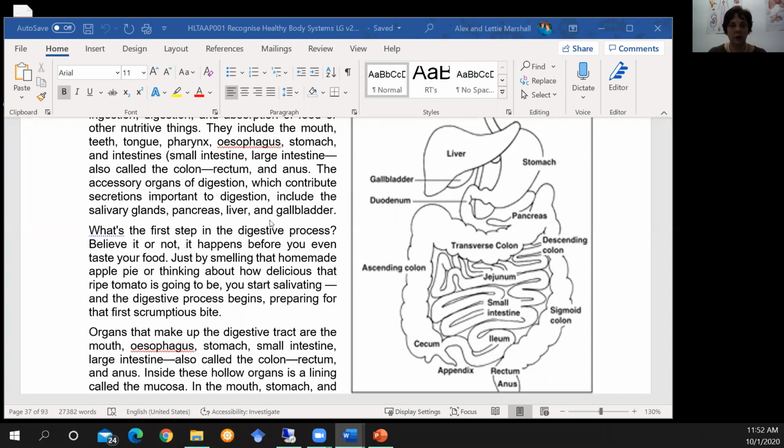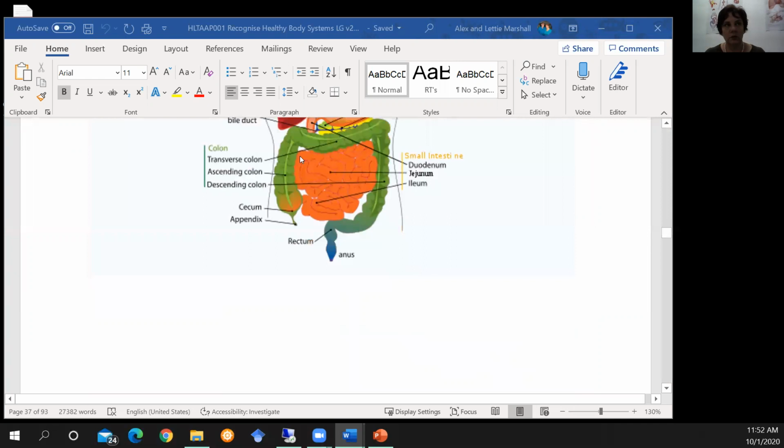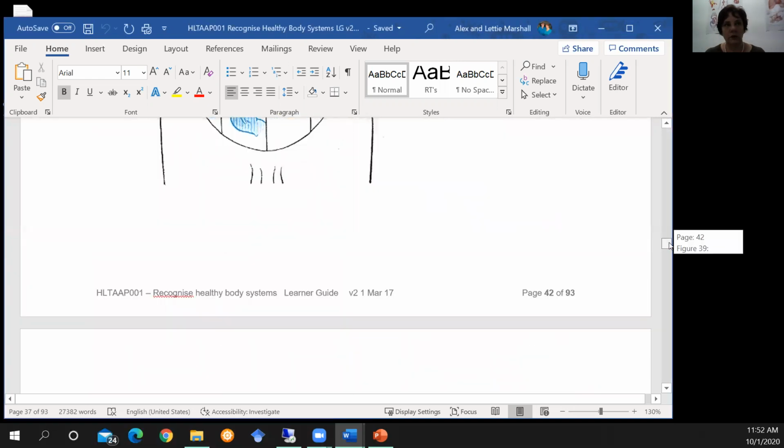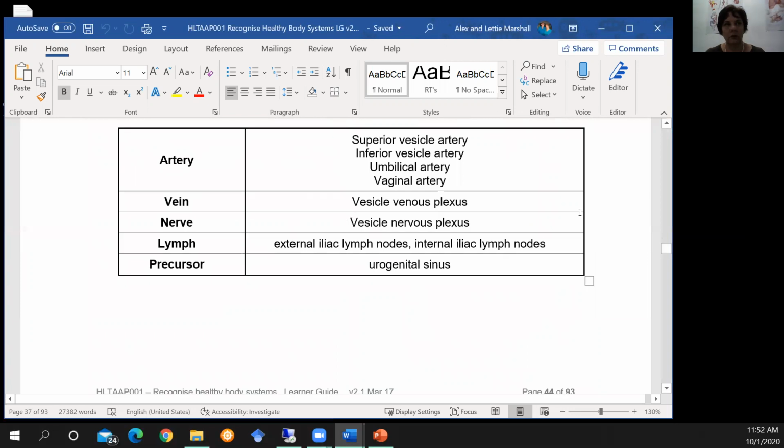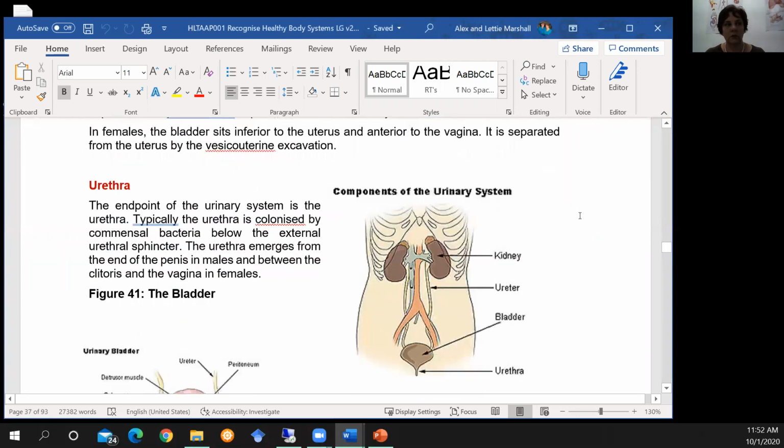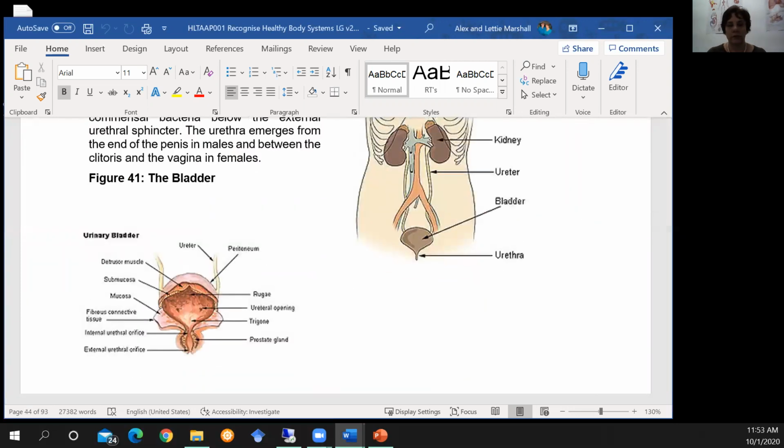Okay, and the urinary system. See, I took that off the slide. It is on page 44. Yeah, the one on the slide's a bit simpler. Right? Page 44.